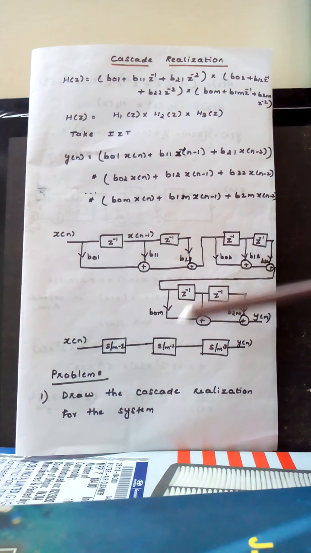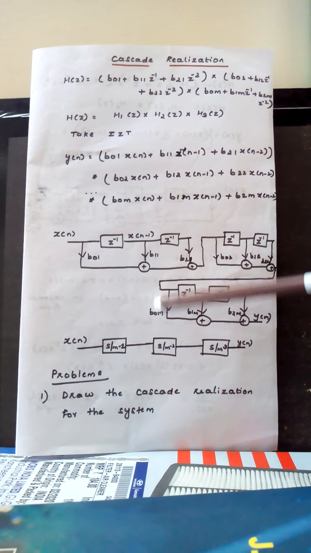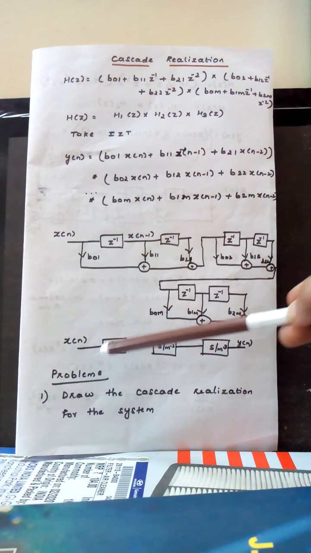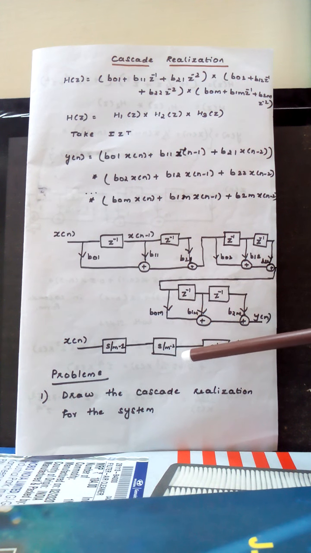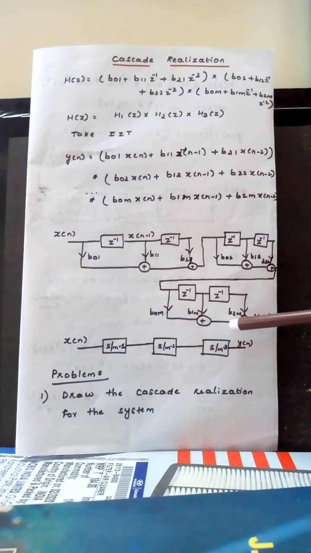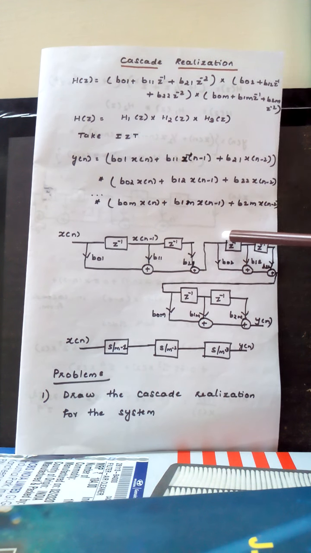So now we can see here this one is system 1, this is system 2, and this is system 3, right. We are giving the input x of n, and the output of system 1 is connected to the input of system 2, and again the output of system 2 is given to the input of system 3, and we are taking the output. So after realizing system 1, system 2, system 3, the output of the first system is given as an input to the next system, that is system 2.